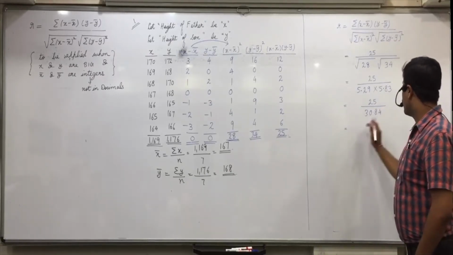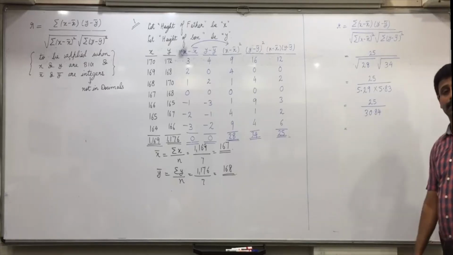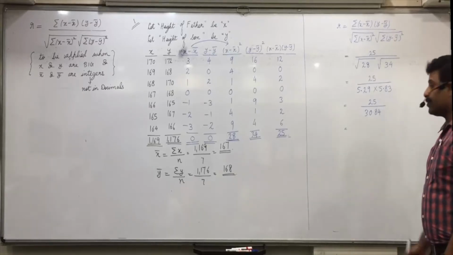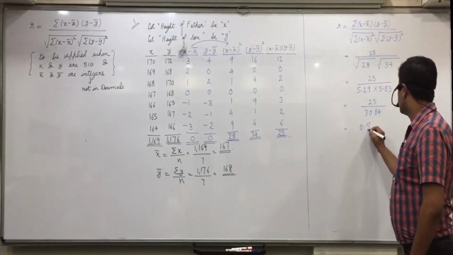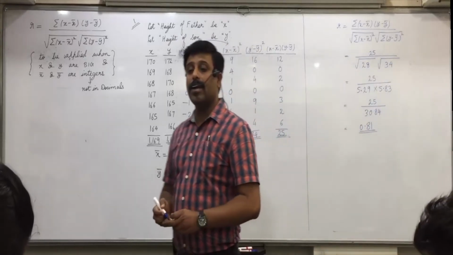30.84. After 4, what is it? 0. And then 4 only. Now do 25 upon 30.84. 0.81. Any confusion in this?